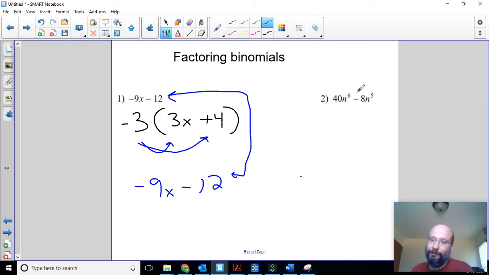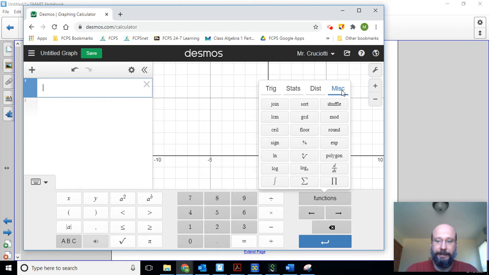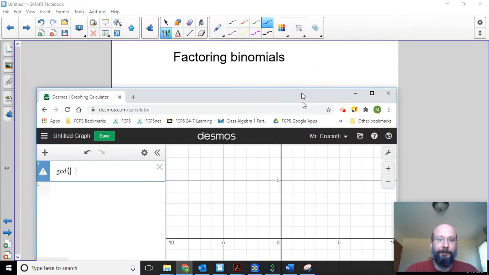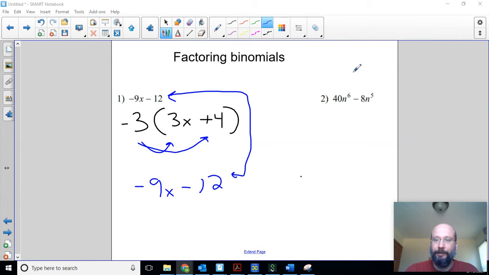Let's try another one. Let's try this one, 40 and 8. So I'm going to work on the numbers, find the GCF of 40 and 8, and I'm going to use Desmos. So this might be the last time I show you how to do this, so I don't have to keep bringing this over. But if you remember, we're going to hit functions, miscellaneous, and then GCD. And I'm going to put the two numbers, 40 and 8. And my greatest common factor for 40 and 8 is 8.